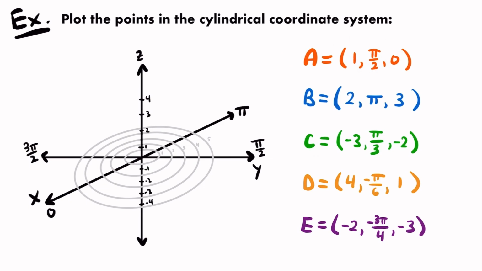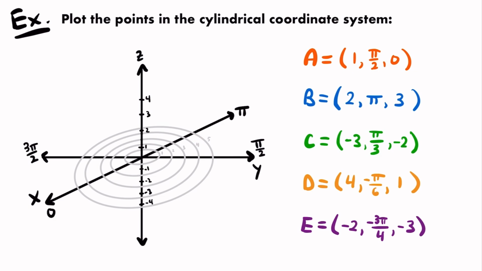We have the point 1, pi divided by 2, 0. Remember that for a set of cylindrical coordinates, the first coordinate is the radius, the second coordinate is the angle, and the third coordinate is the z-coordinate. The first 2 coordinates are essentially the same as a polar coordinate that we would plot in the xy plane. And then once we have that point plotted, we either shift it up or down along the direction of the z-axis, and that will be our point in the cylindrical coordinate system.